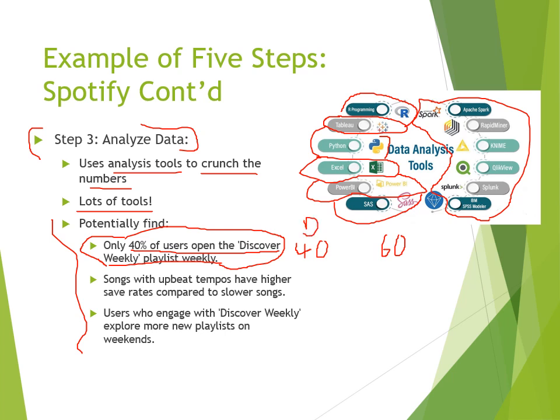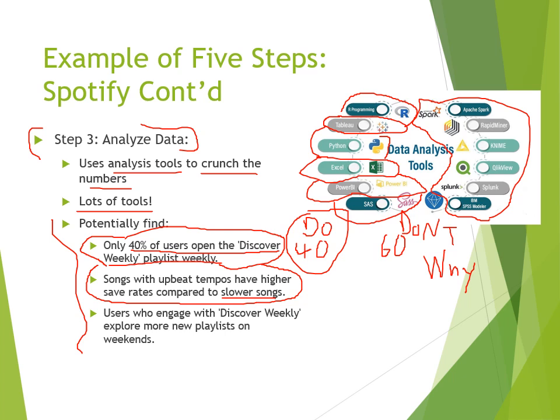So if you want to focus on the do, and then this is do not, don't, you could have two separate projects going here if you're an analyst. So, why don't they? You could collect more data on these people, but you could also kind of zoom in on the 40% here. You could also potentially find that songs with upbeat tempos, like we talked about, have higher save rates compared to slower songs.